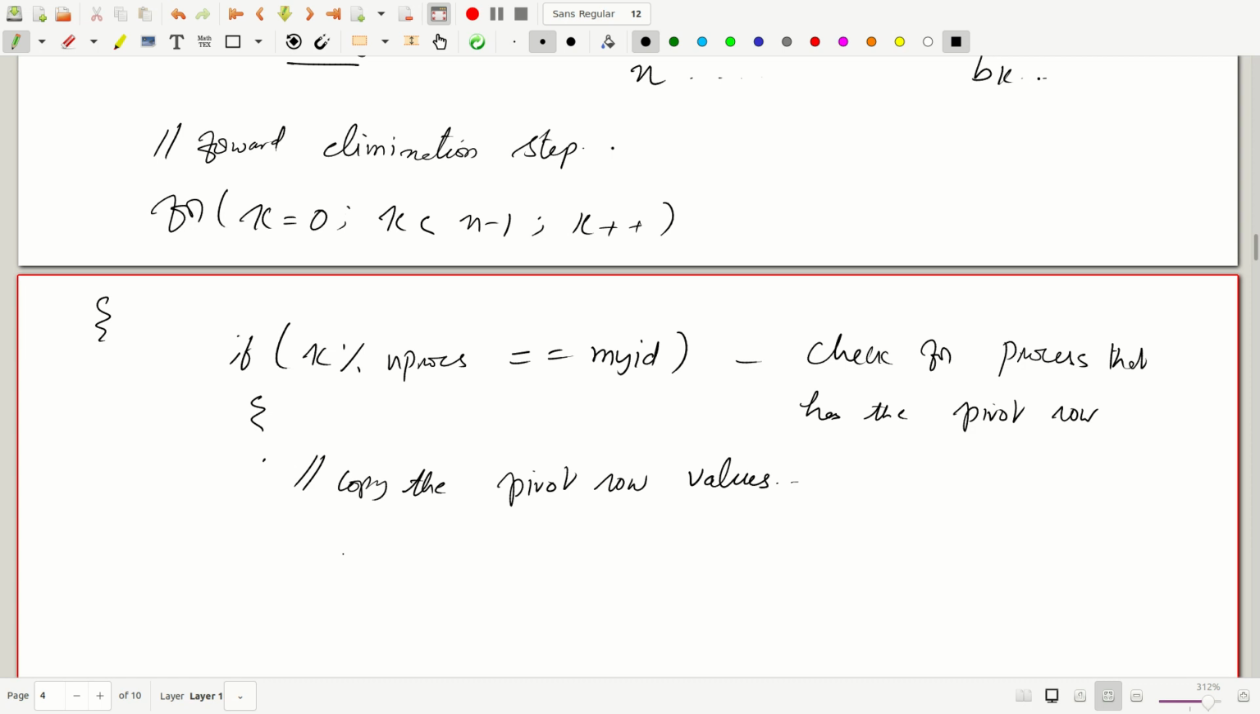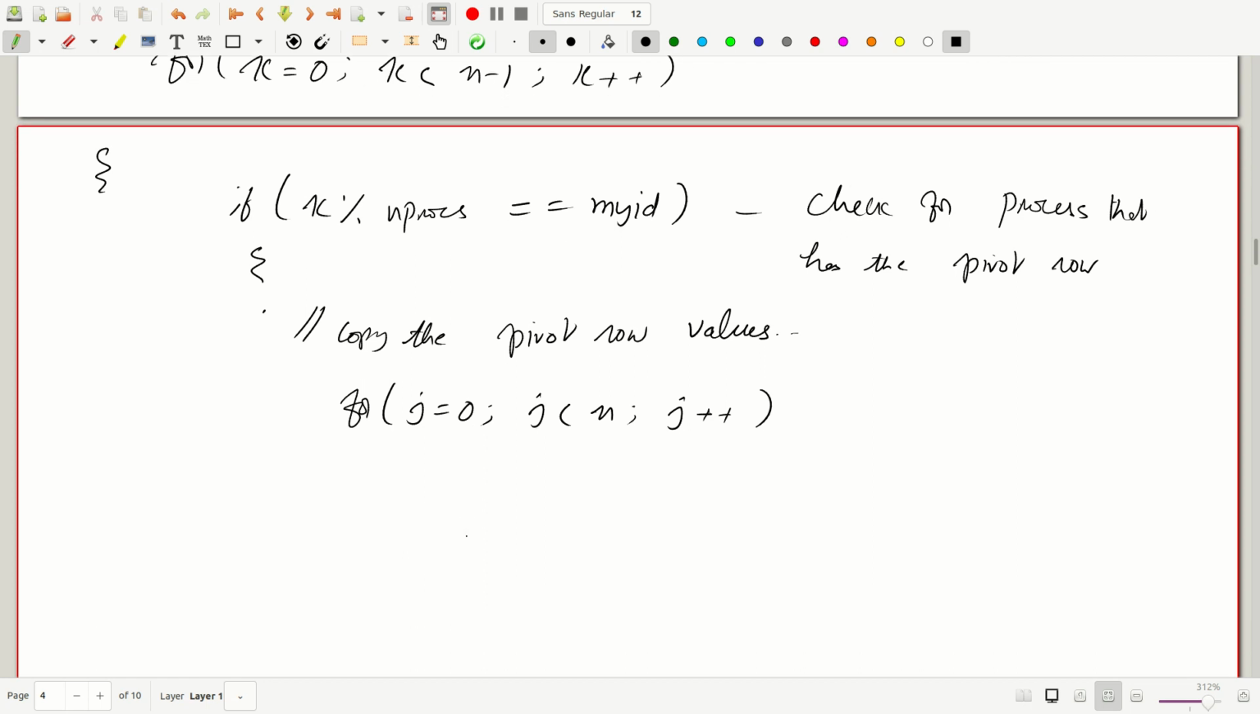Copy the pivot row values. That means we go for j equals k, with j less than n, j plus plus, because we don't need the values before that anyway, as they will already have been made 0. Then we copy this into our pivot row: row of j equals a of k, j. So copy all the values for that particular row, and then also copy row of n to be b of k. And then we are done with the copying.